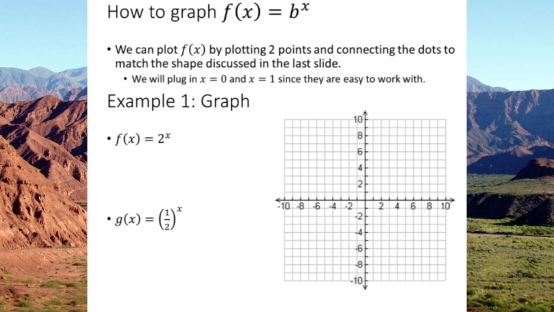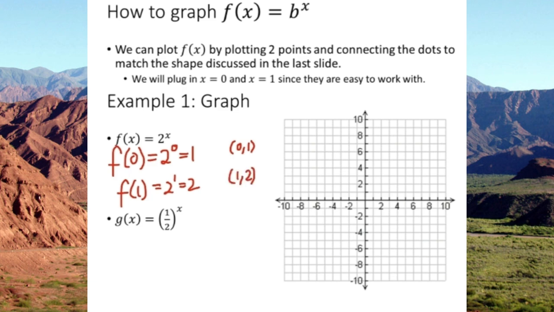Taking a look at f of x equals 2 to the x, to graph, first we'll plug in x equals 0, meaning we're trying to evaluate f of 0, which would equal 2 to the 0, and 2 to the 0 is 1. We'll also evaluate f of 1, which is 2 to the first, which is 2. Since f of 0 equals 1, that means the point 0, 1 is on the graph of my function. And since f of 1 equals 2, then the point 1, 2 is on the graph of the function. Now we'll plot both points. There's 0, 1, there's 1, 2.